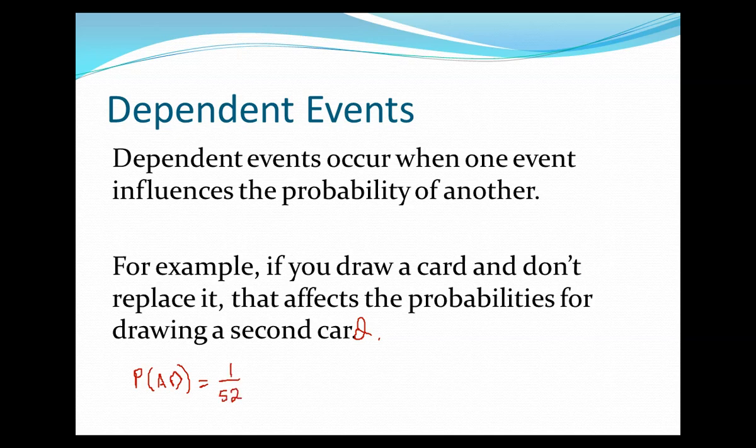But let's say you draw a card, it's not the ace of diamonds, and you draw again, but you don't replace it. So there's no replacement. On the second draw, the probability of getting the ace of diamonds would now be 1 out of 51 because you've got one less card. So if you're not replacing things in a deck of cards, that can lead to the events being dependent, and there's lots of other examples of that. So let's do a few.